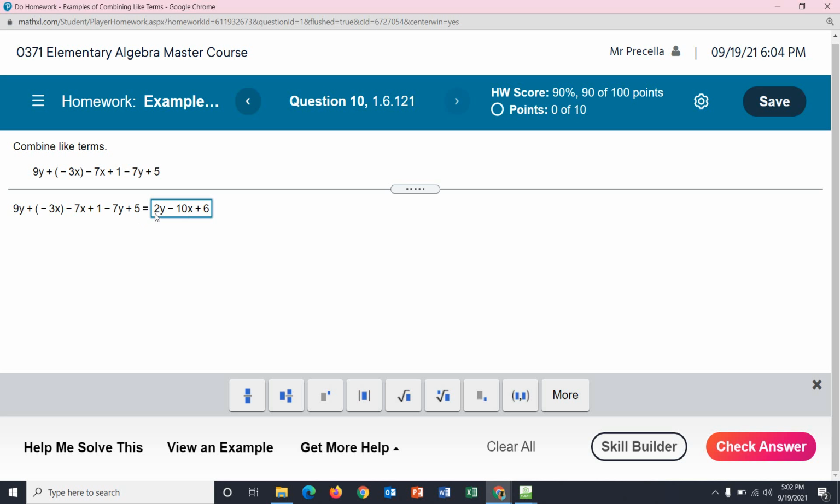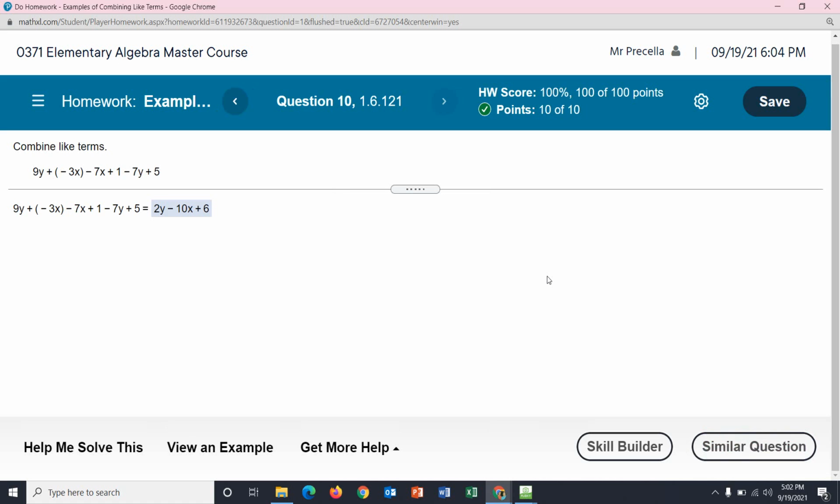Y'all see how I got 2y? That's 9y minus 7y. How did I get this minus 10x? Negative 3x plus a negative 7x, negative 10x. And then finally, I combine the constant terms. 1 plus 5, 6. So I combine the two y terms, the two x terms, and now the constant. Oh, let me check it.